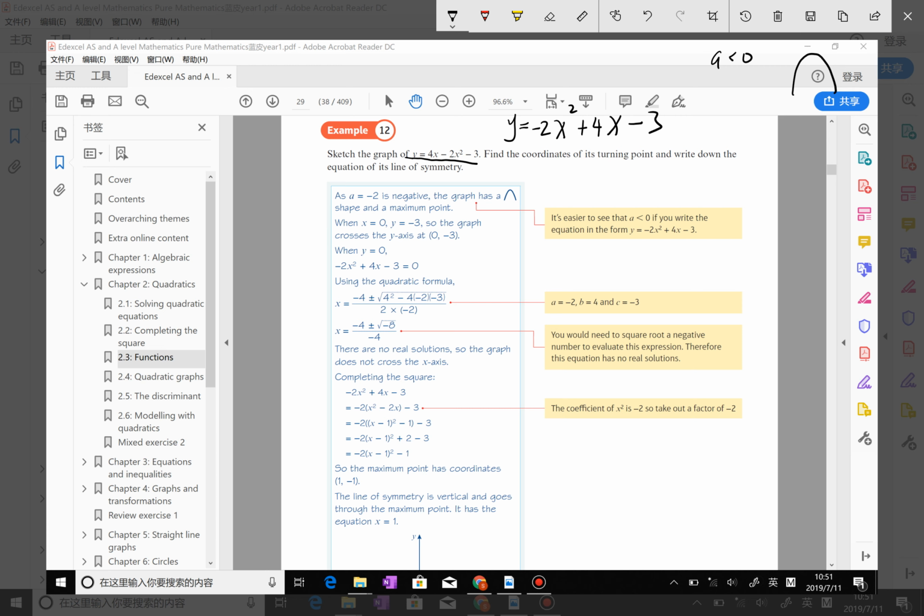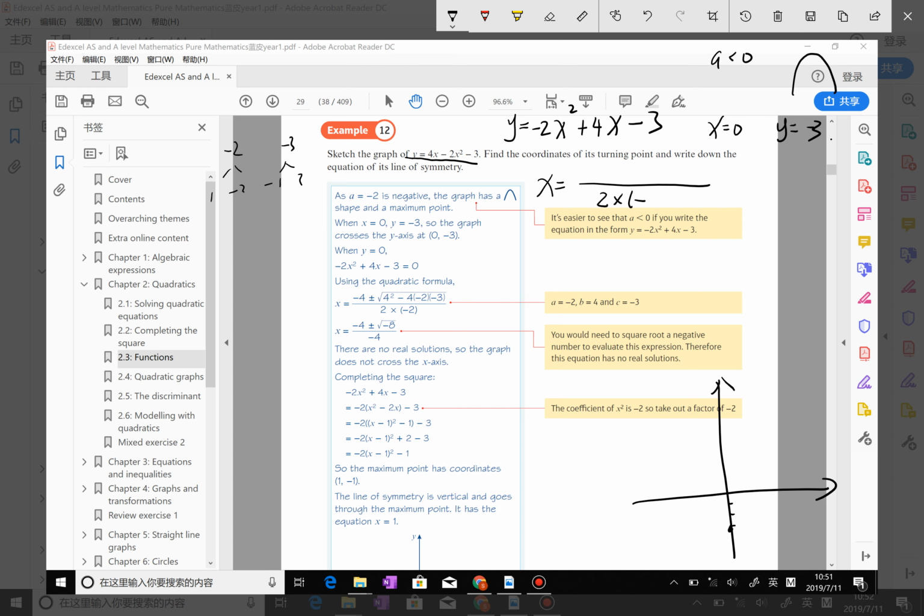Okay, all right, so if we have x equals 0, y equals -3, which means the intersection with the y-axis is (0, -3). And then let's try to find out the roots of the function. So could we factorize? Let's look at the function. So -2 and -3. So you can take 1, -3 and 1, 3. Is that possible? Not possible, right? So the only way we could find the roots is to use the formula.